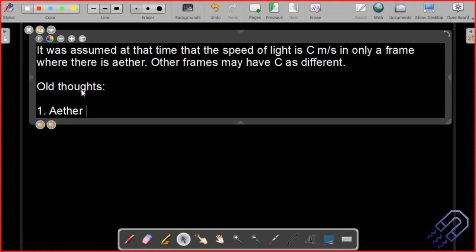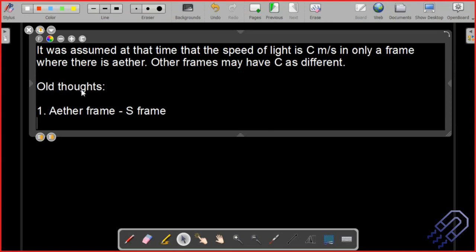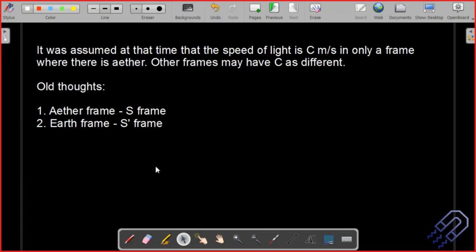The ether frame was considered to be the S frame. We have already developed a good idea about what an S frame and an S prime frame are. And the Earth frame was considered to be the S prime frame. Let's just assume this for now. This is important. And now that we know what the frames are, we can actually draw an image. What do I mean by the ether frame being the S frame and the Earth being the S dash frame or S prime frame?